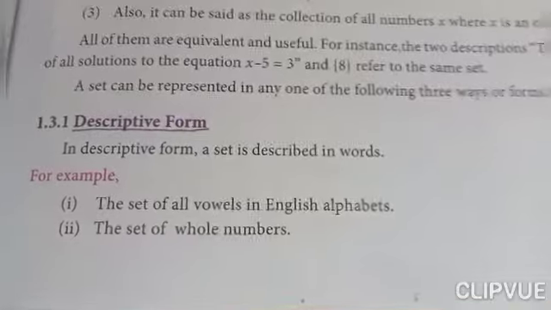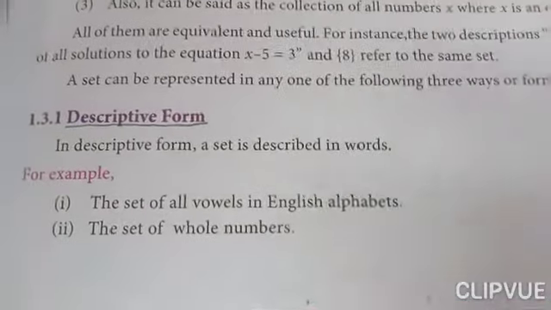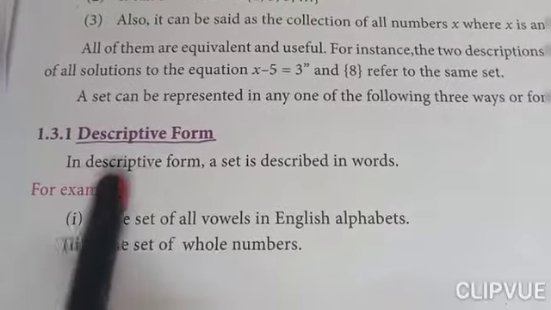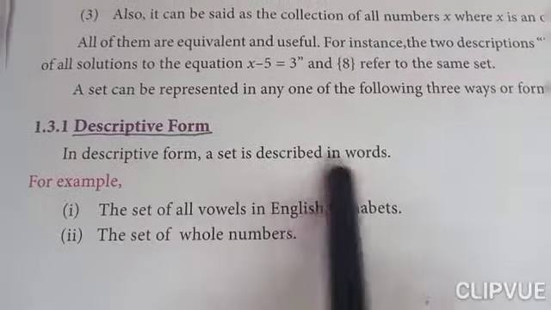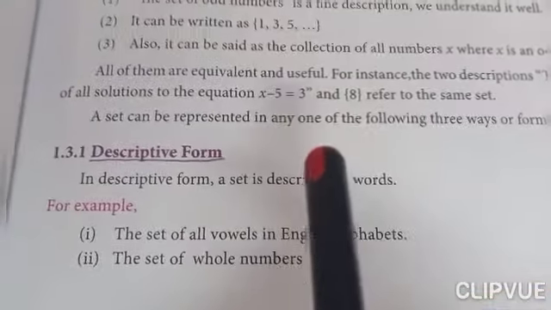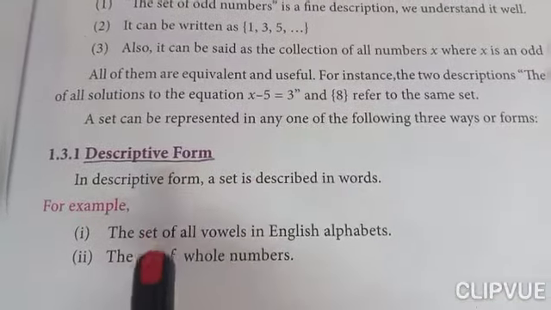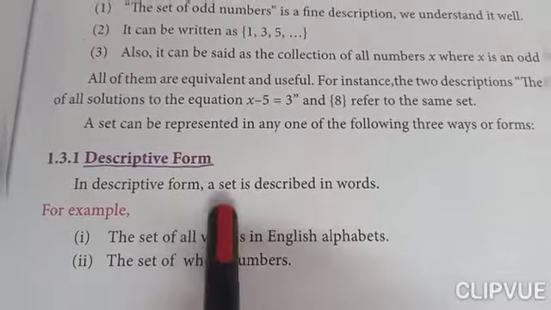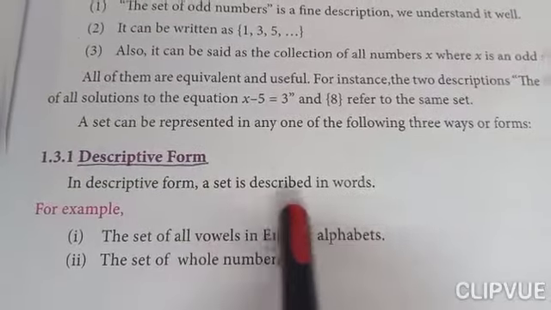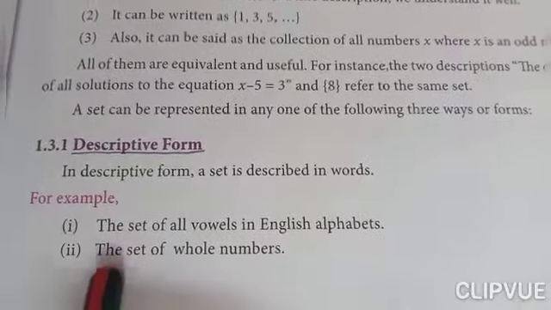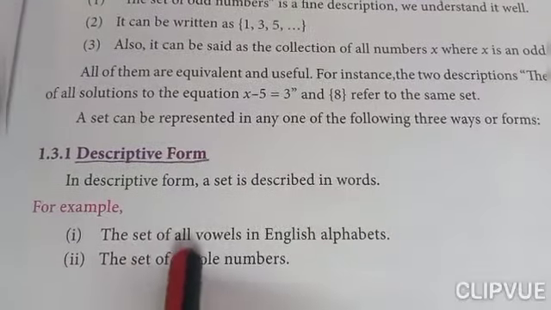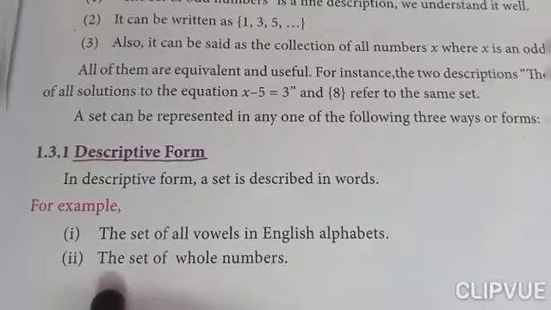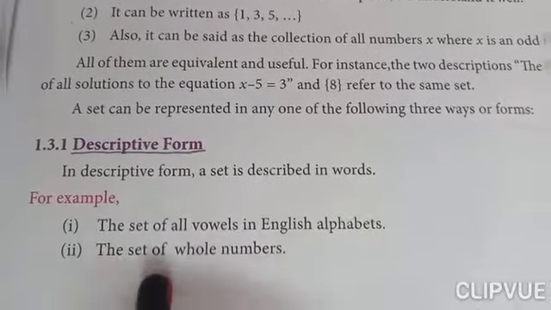First way of expressing the set is descriptive form. In descriptive form, a set is described in words. Already in the introduction of set representation itself I explained. Descriptive form is nothing but expressing the set in words. Look at the following examples. The set of all vowels in the English alphabet. Look at the second example, the set of whole numbers.